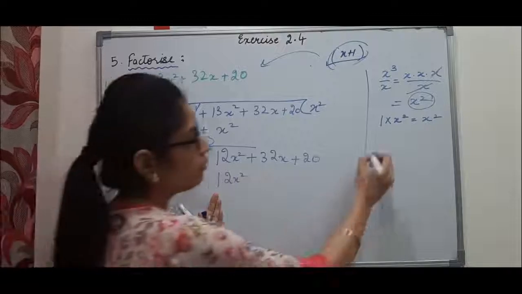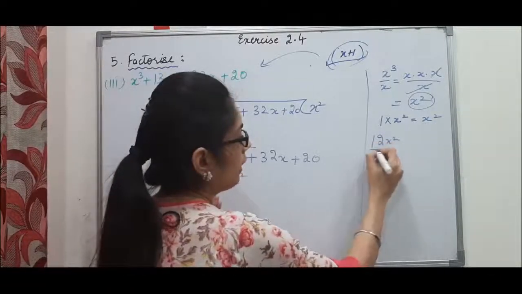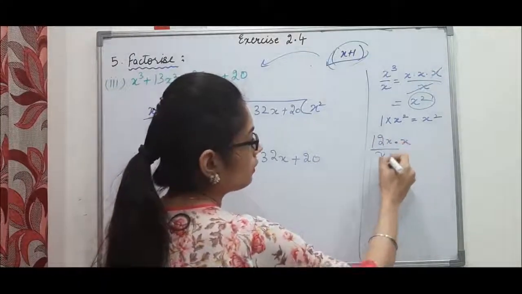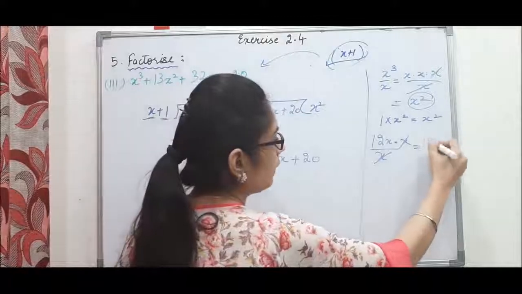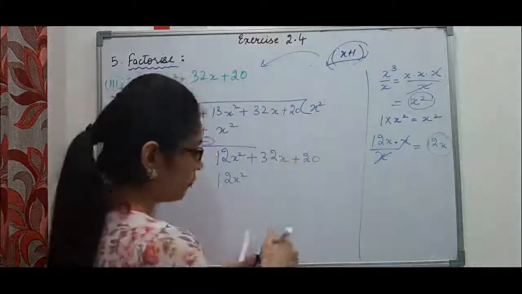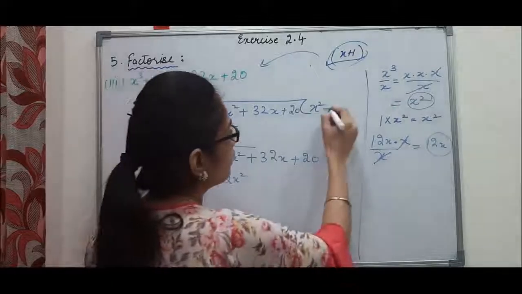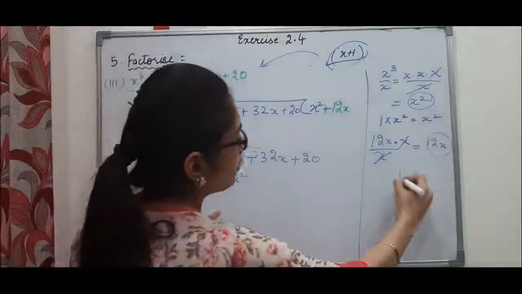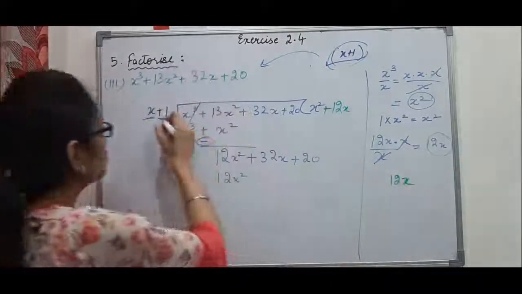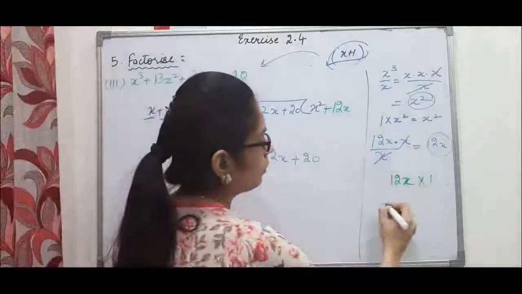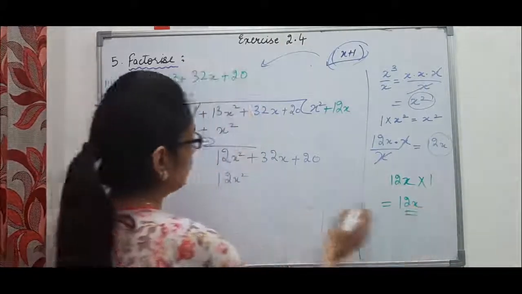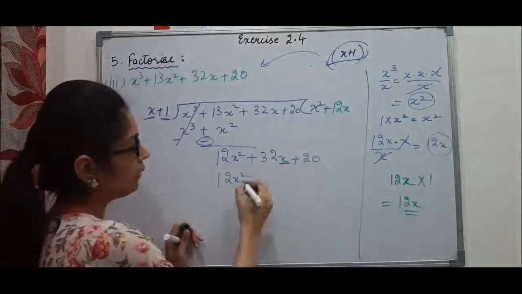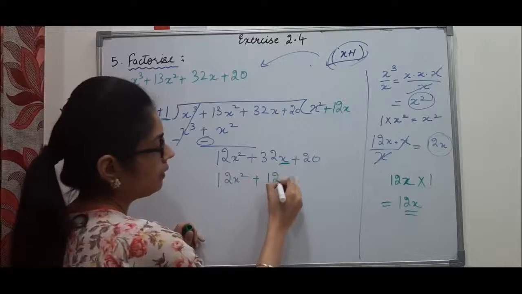Again, the first term I will write as it is, 12x square. Now I have to choose this 12x square and divide by this x. So x square is x into x, and x and x get cancelled, so I am left with 12x. This 12x you have to write in the quotient. Now multiply this 12x with 1, and I will get 12x. This 12x you have to write here, because 32x also has x, so like terms I can write together.